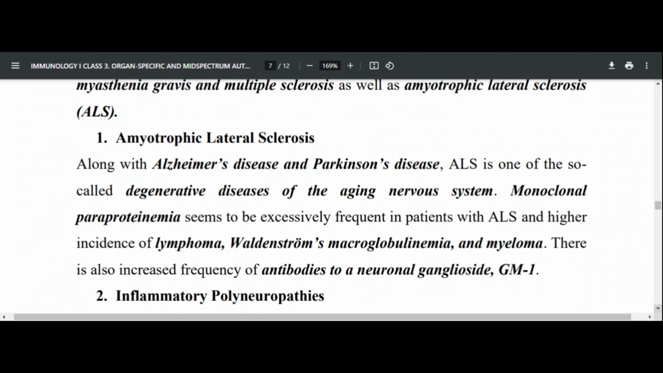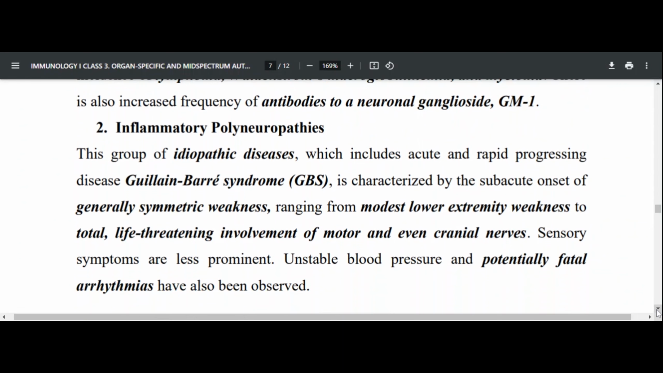But there is also incidence of these neurodegenerative conditions transforming into other serious disorders, for example, lymphoma and myeloma as well. Multiple myeloma is also a plasma cell dyscrasis, or a plasma cell disease. The second neurodegenerative disorder is called inflammatory polyneuropathies.